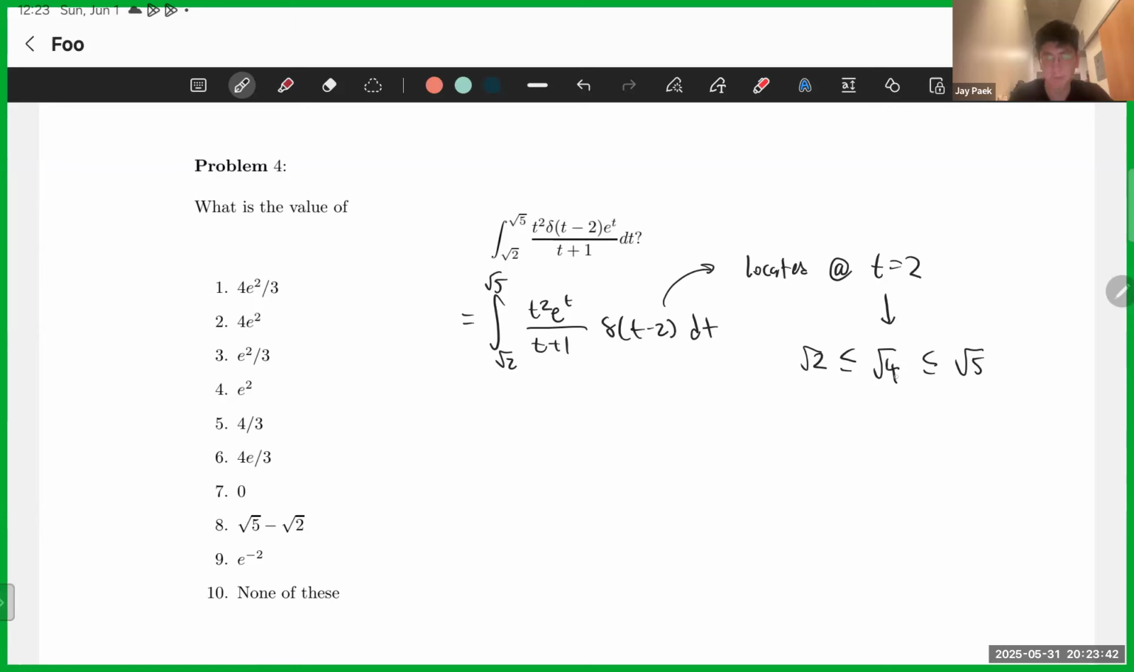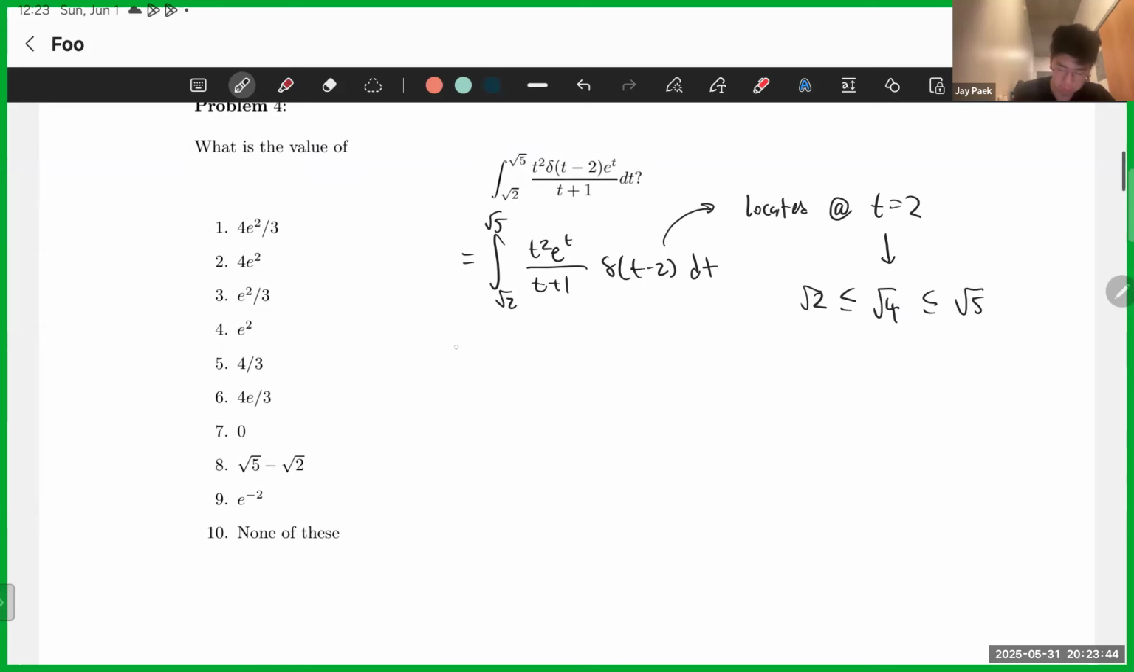Why? Because it's the square root of 4. Therefore, we can evaluate this function, and this is precisely just this function. Call this function f of t. Then our integral just evaluates to f of 2, which is equal to t squared, which is 4e squared over 3. Boom.